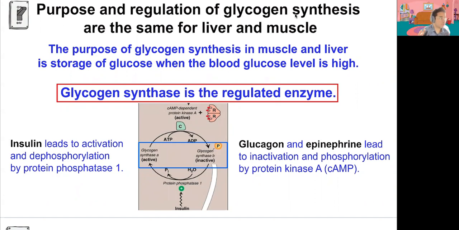These are your, like, I'm in a starved state or I'm energy dependent and I need to figure my life out type of situation. That's going to basically lead to inactivation and phosphorylation of protein kinase A, and eventually leads to the downregulation of glycogen synthase.